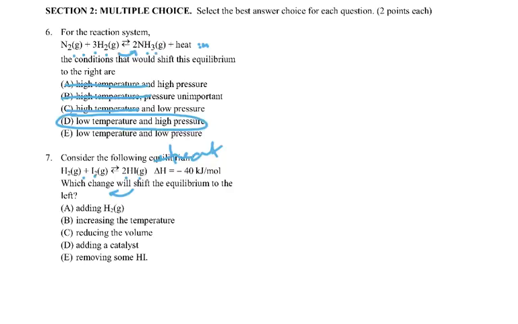If I add H2, that is going to be too much H2, shift to the right. If I increase the temperature, that will shift it to the left, so that's the answer. Reducing the volume, because it's 2 moles and 2 moles, will have no effect. Adding the catalyst will have no effect. And removing some HI will shift it to the right. So none of those are the answer. Increasing the temperature will shift it to the left.